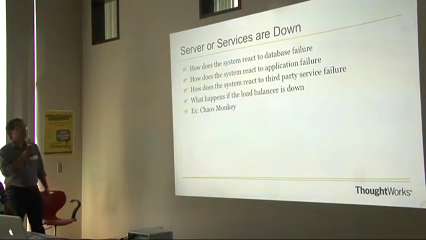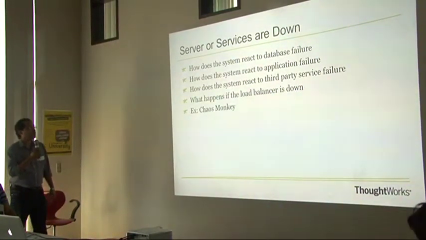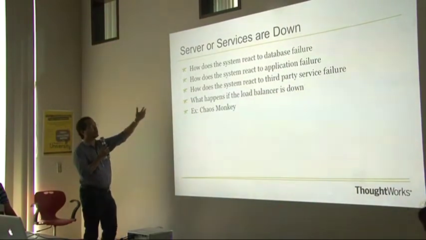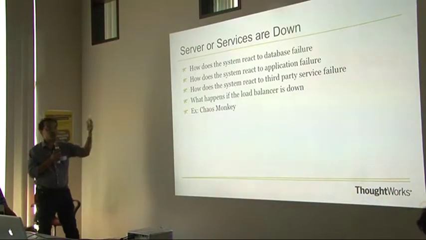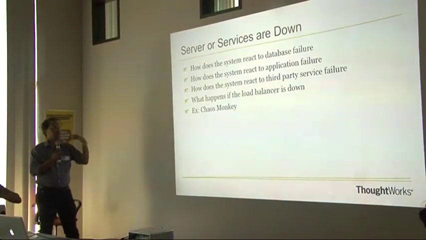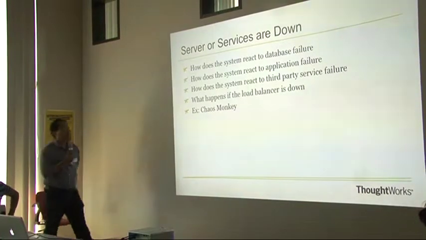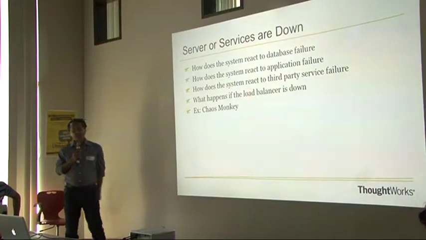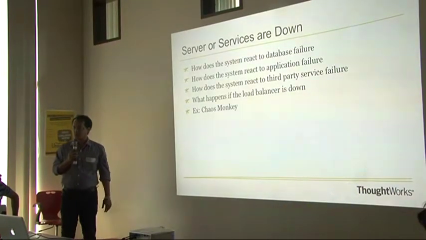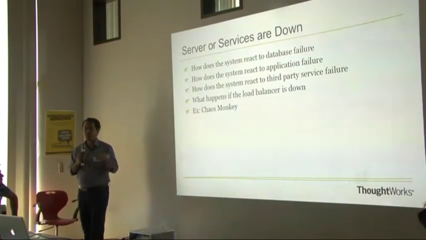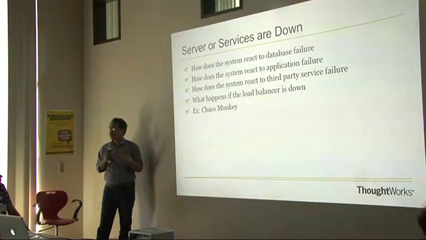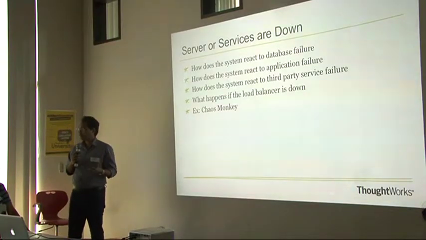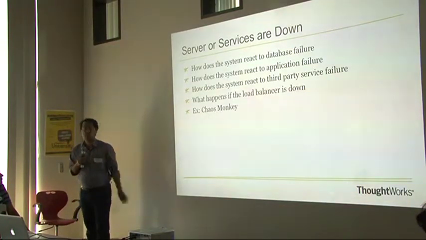Similar point: how does the system react to component failure? You identify different components: the database is one component, then the application, third-party services. What happens if the third-party services go down? What happens if the load balancer goes down? I don't know how many of you have heard of the term Chaos Monkey. This is a service by Netflix, a tool which will randomly bring down any instance or any environment and check whether the application is still running and working fine.